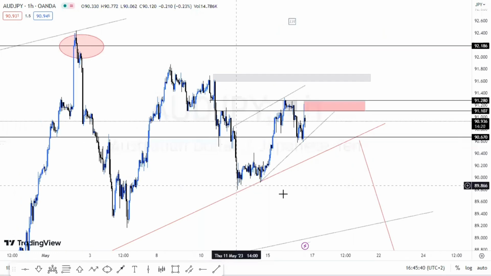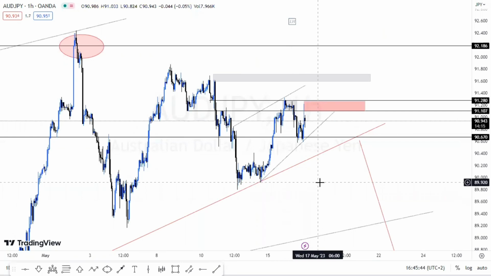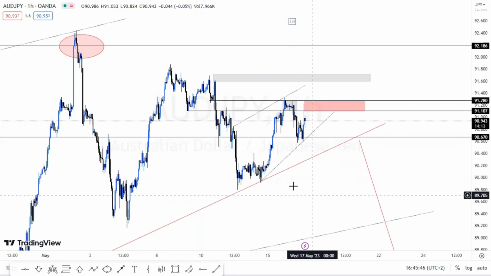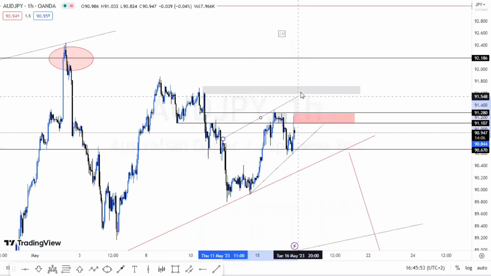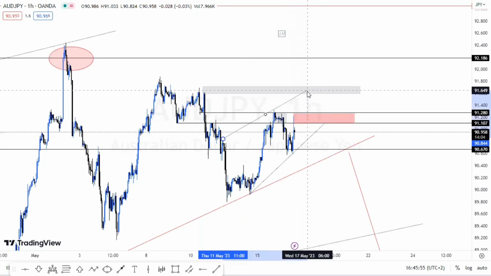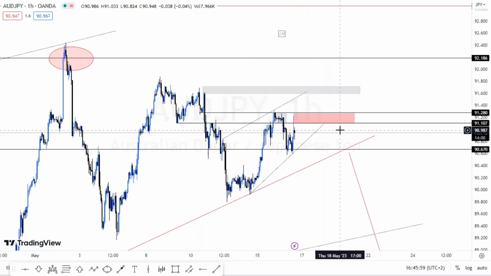But what I like about this pair right here is that it's not as manipulated as your indices or your exotic pairs. So if you have a good, healthy account, you can afford to take the drawdowns, even though they're not as brutal. It's not as rapid as the other pairs.